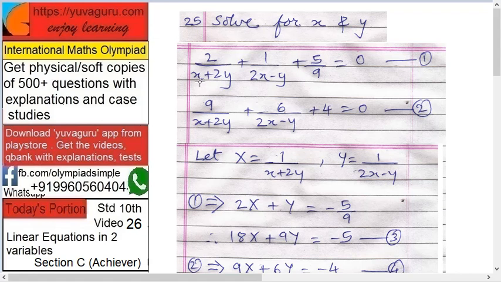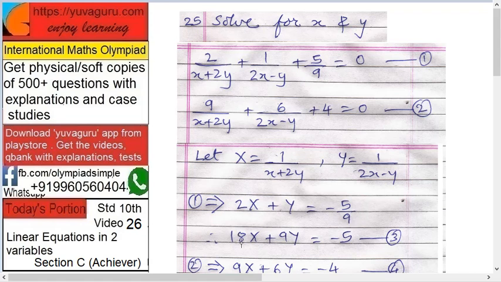So what you do is, you can see one thing in common: in both 1 and 2, the denominators, x plus 2y, x plus 2y, 2x minus y, 2x minus y. So let capital X equal 1 upon x plus 2y. Remember this, 1 upon. Why? Because we want everything in the numerator. So capital X equals 1 upon x plus 2y, and capital Y equals 1 upon 2x minus y. So equation 1 becomes 2 into capital X plus capital Y equals minus 5 by 9. Getting it?